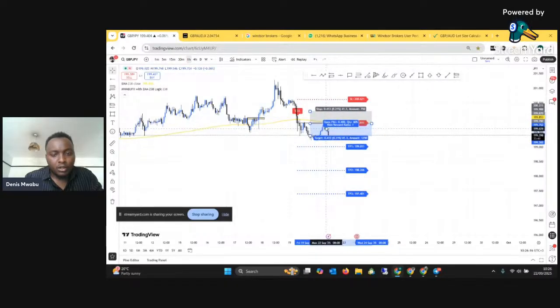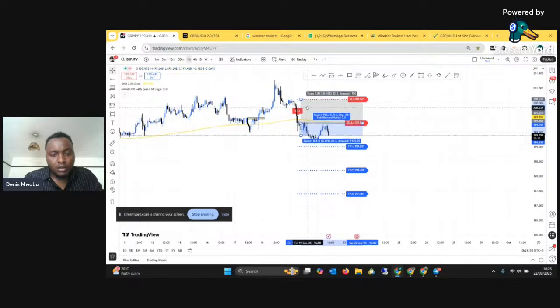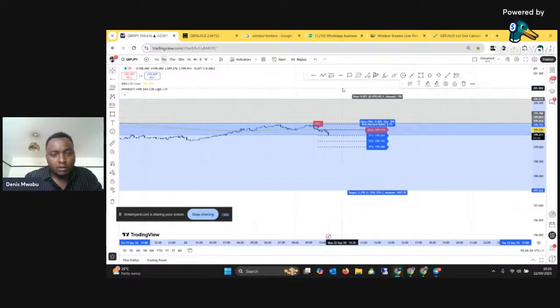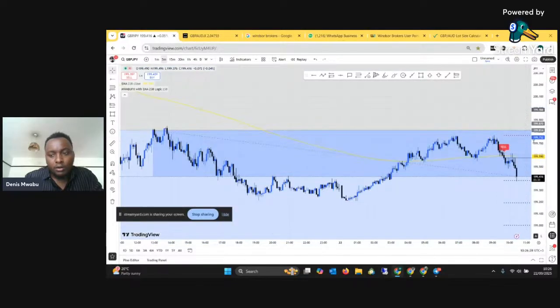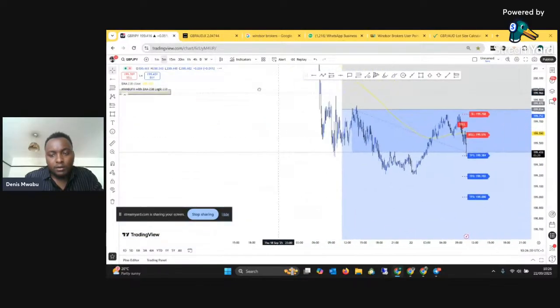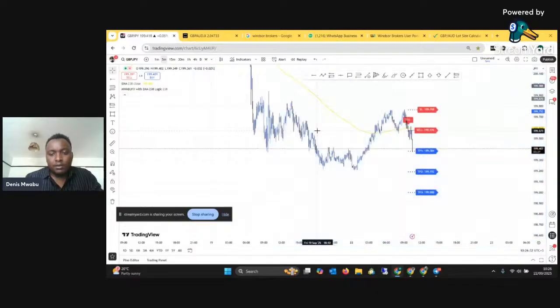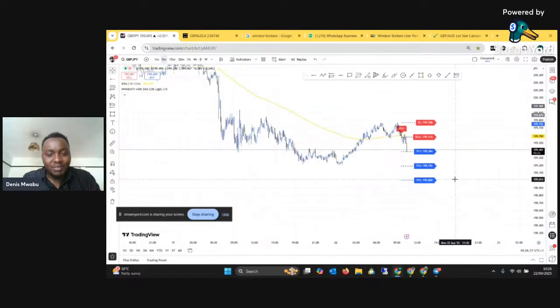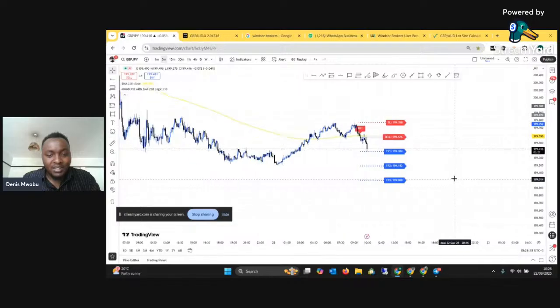Short position here. This will be the best during this pullback, but it's okay. Let's see where we can be able to arrest this thing from. All right. We just came in a little bit late. The 5 minutes time frame is already hitting take profit 1.